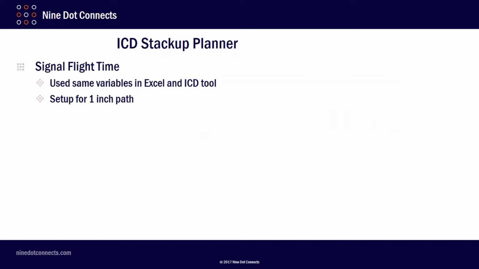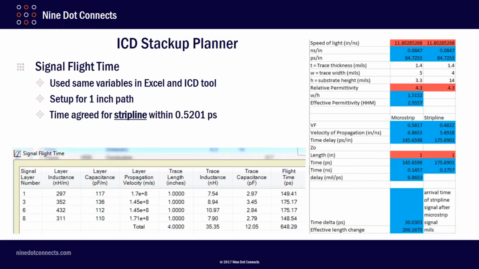So I set up for a 1-inch path. And if you'll notice in my equations in my spreadsheet, what I came up with on a stripline, this time, is 175.6901, and ICD Stackup Planner came up with 175.17. That gives me a difference of 0.5201 picoseconds. Not a whole lot of difference, so that reassures me that this program does its job. Now if you notice, the microstrip, the flight time is much lower.